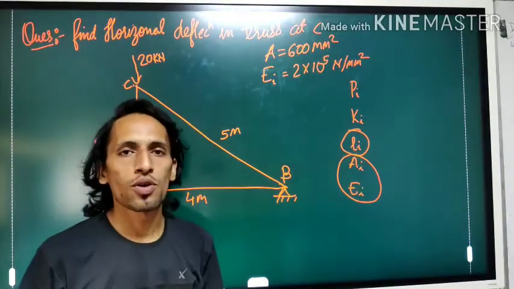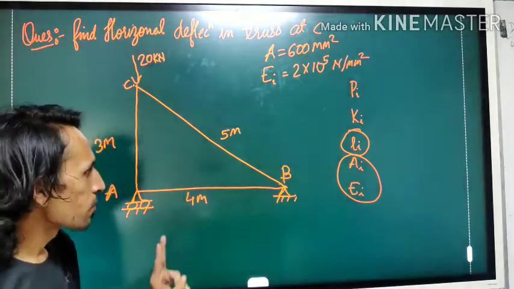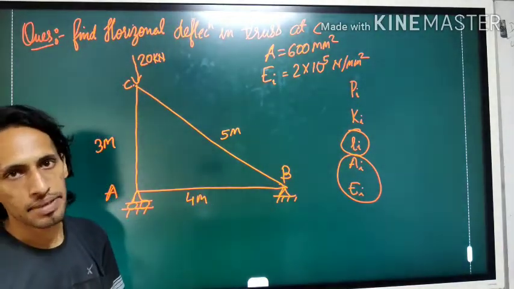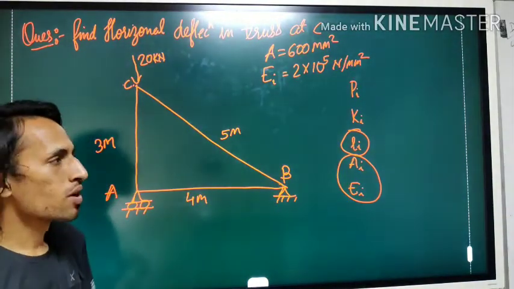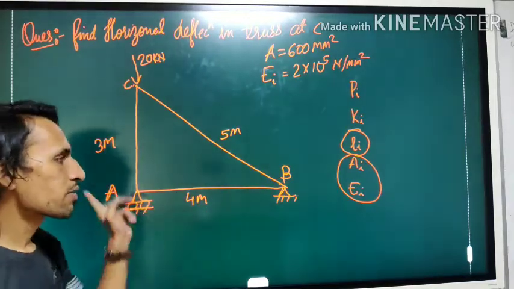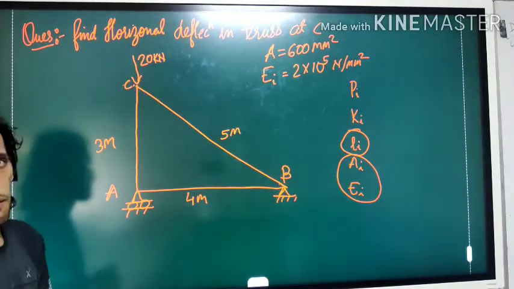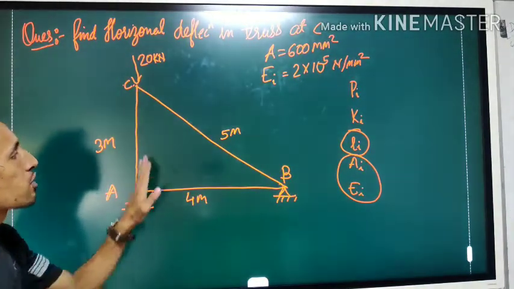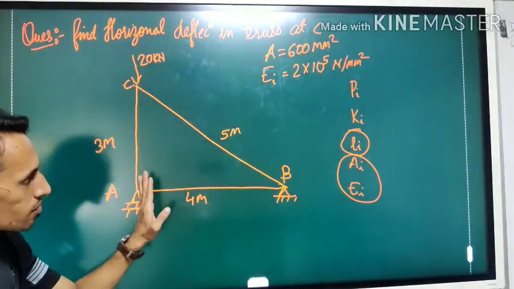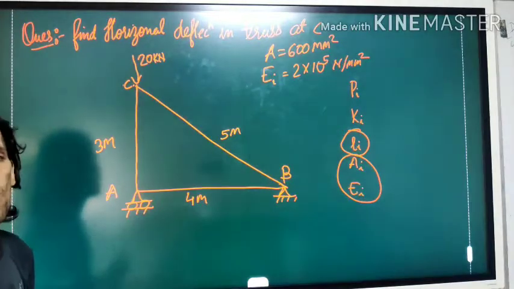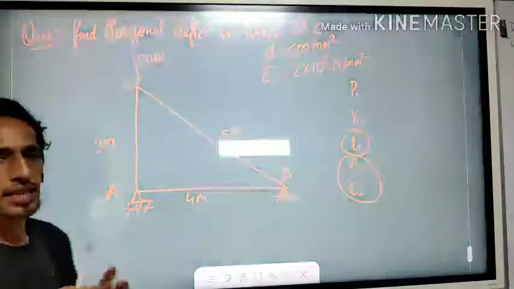Only two things we don't know. We don't know PI values and KI values. So we will be calculating the PI values. So what is PI? PI is the member force for this truss, for this loading condition. So what you have to do, you have to simply find the values of forces. Although we have already calculated this value, but let me solve again.